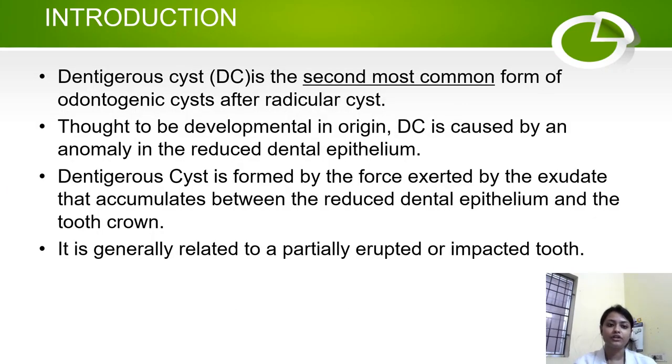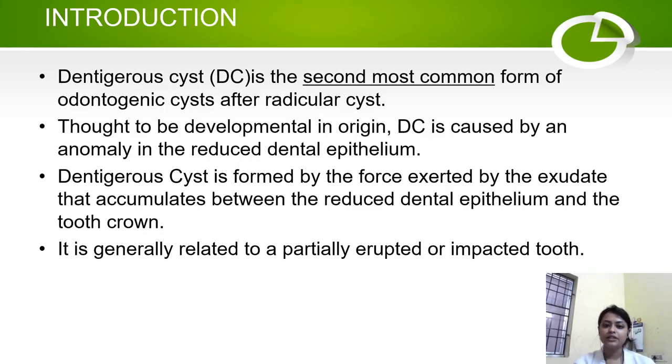Now coming to the introduction, dentigerous cyst is the second most common form of odontogenic cysts after radicular cyst. As I mentioned, radicular cyst is the most common, that is a periapical cyst, but it is of inflammatory origin. If we are considering the odontogenic origin, just after the radicular cyst, dentigerous cyst is common.